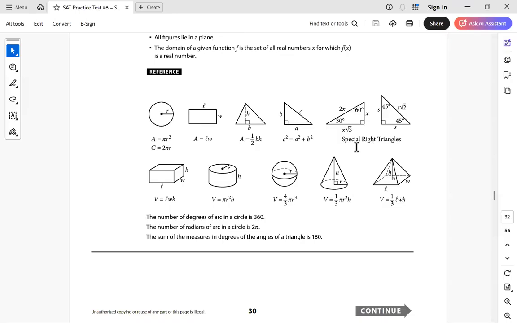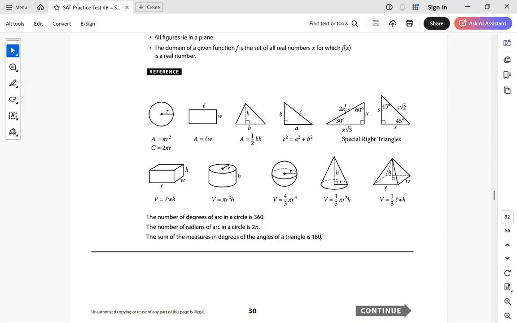There's a number of ways we can solve this, but in the practice test, it gave us this reference guide. In that reference guide, it said the sum of measures of degrees of triangle is 180. So we already used that. But now we can see also it gives us this special right triangle.